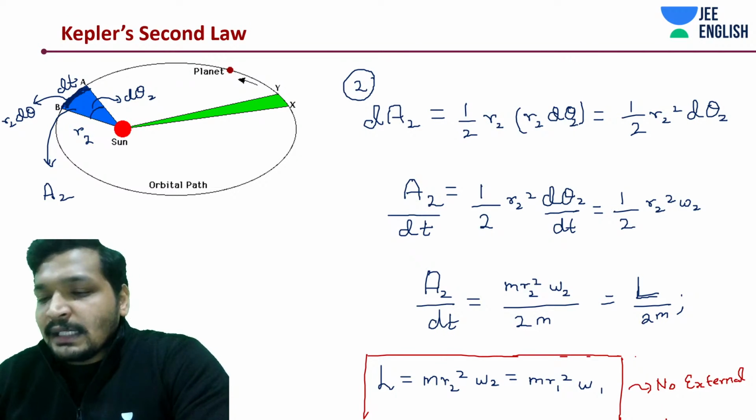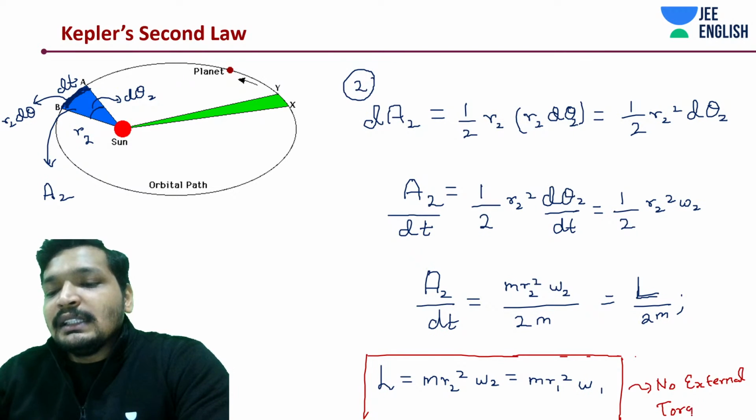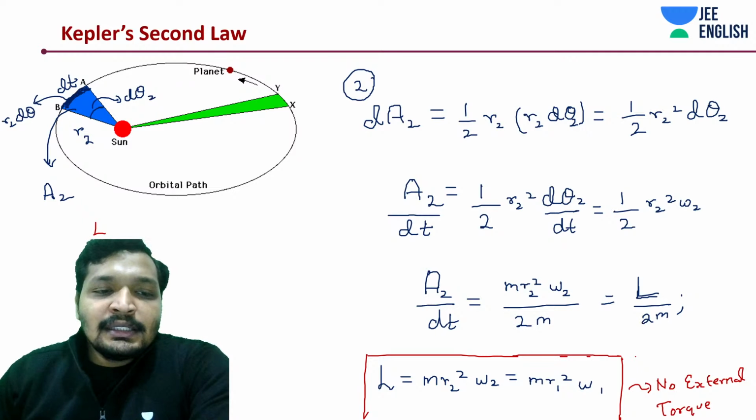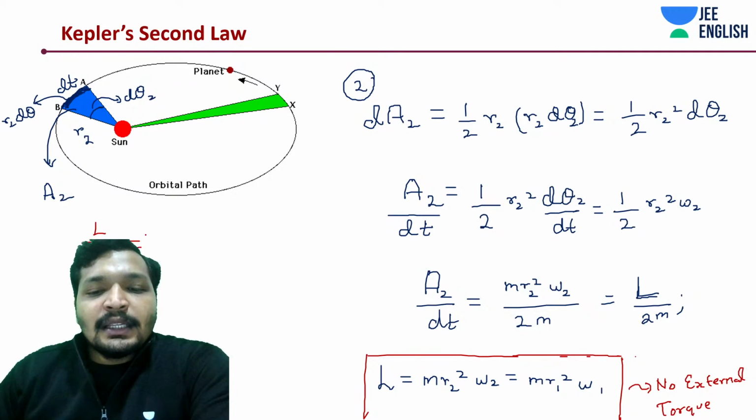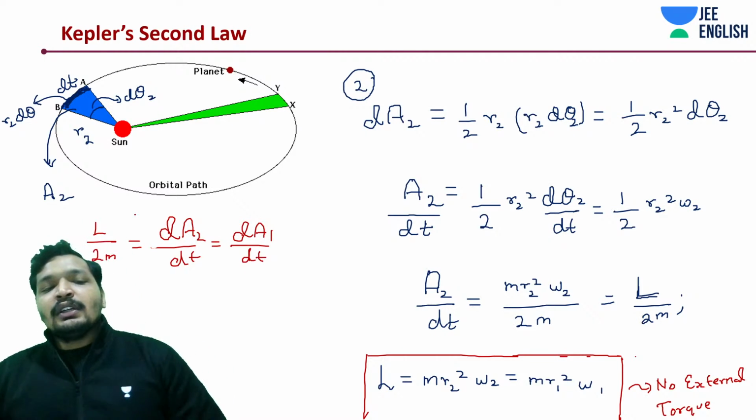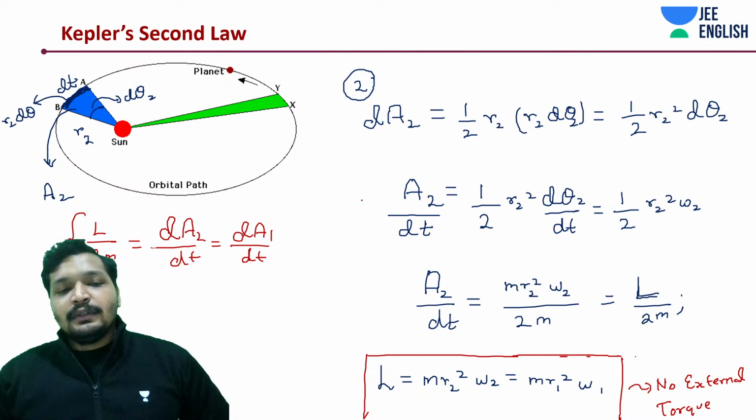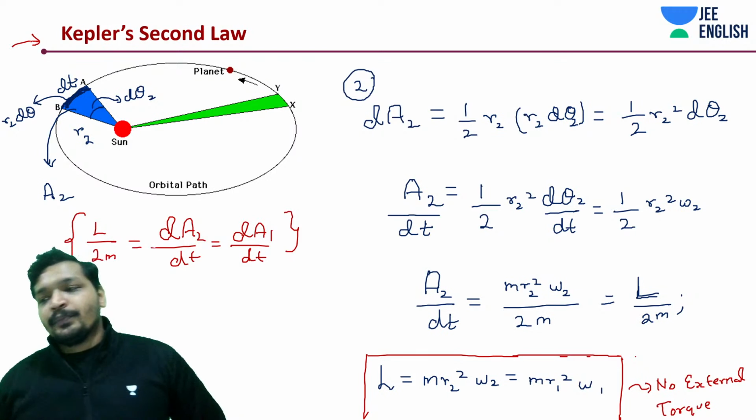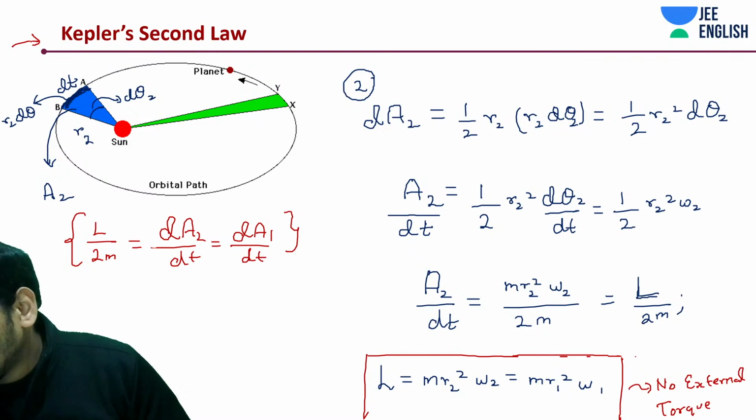Is that it? That's it. That's the end of the story, right? That means L by 2m is equal to dA2 by dt is equal to dA1 by dt. dA1 is equal to dA2, of course. That's all about Kepler's second law. That's the basic thing about Kepler's second law.